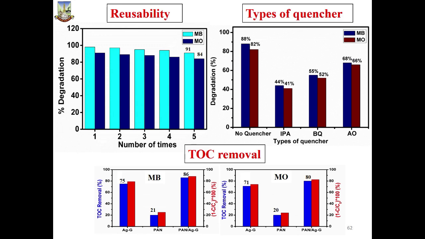We have done the TOC removal study in the case of methylene blue and methyl orange with the silver grafted material. TOC removal is 75% for PAN, and PAN AGG shows 86% TOC removal for methylene blue. But for methyl orange it is 80% TOC removal.